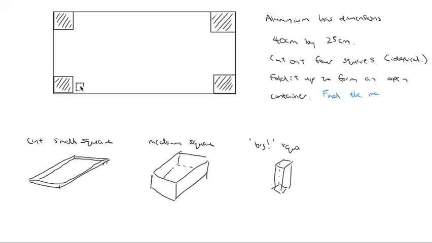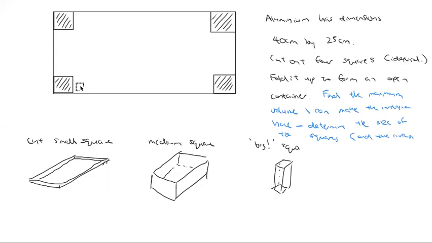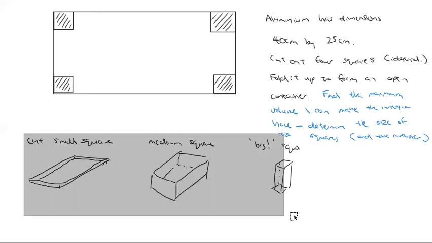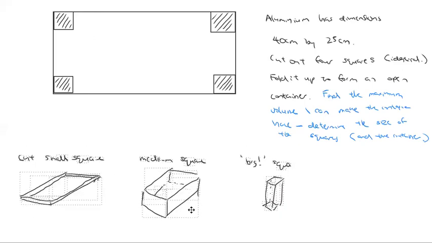the maximum volume I can make the container have, and determine the size of the squares I would cut, and of course the container in the end. Does everyone understand what we're trying to do here? Yes, in theory. Yeah.